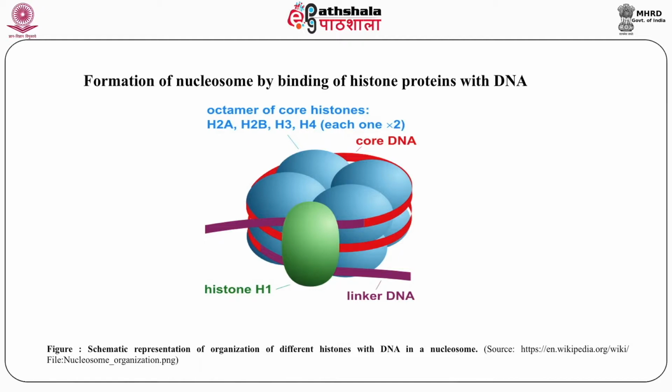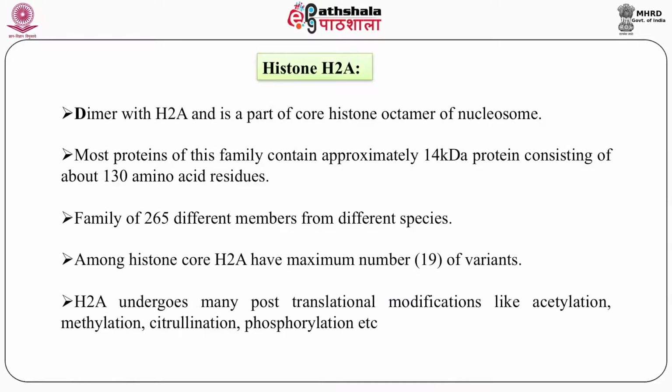This figure shows the schematic representation of organization of different histones with DNA in a nucleosome. Now we'll talk about histone H2A. Histone H2A is a part of the core histone octamer of a nucleosome and forms a dimer with H2B.